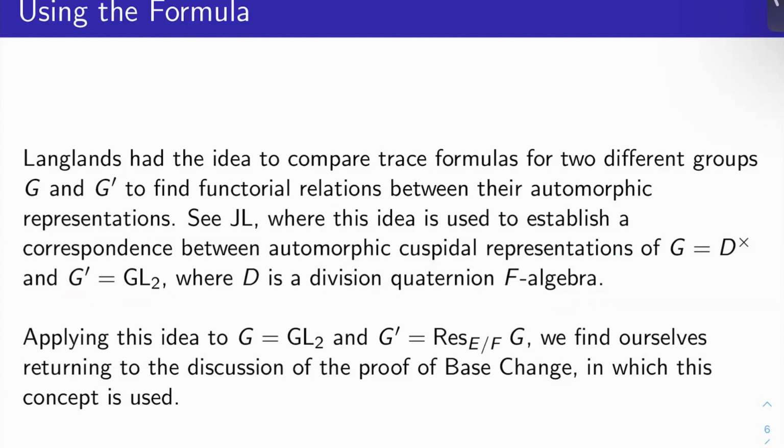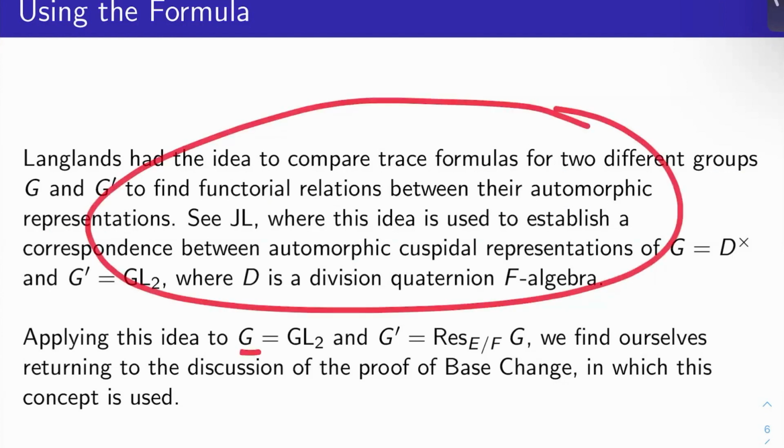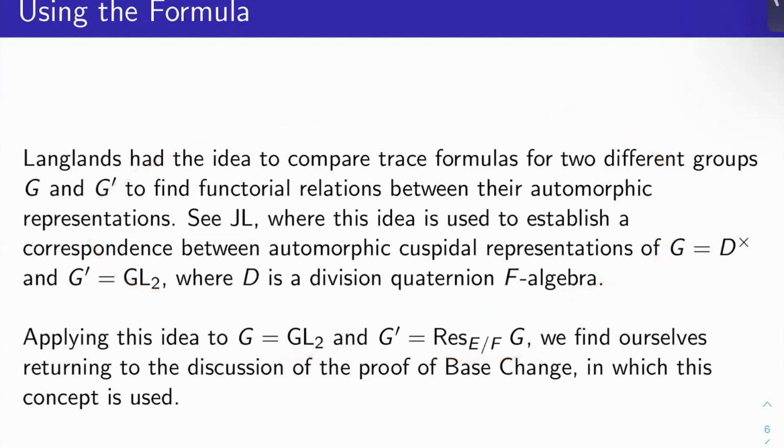Okay. So how did this show up in the last video? Well, you can apply this idea here to the case G is GL2 and G prime is the restriction of scalars functor Res E over F of G. And what do you get? Well, if we do that, we just find ourselves returning to the idea of base change. And in the proof of base change, the trace formula is invoked, to the surprise of nobody.